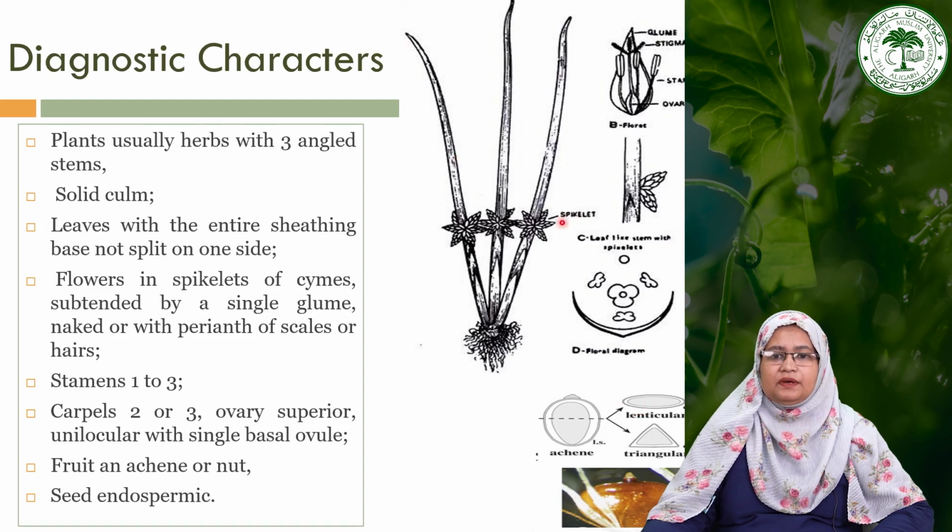This is the plant that has a triangular, that is 3-angled stem. These are the spikelet inflorescences. If you see the single flower, it has one bract, which is termed a glume. It has 3 stamens. There is also a stigma, and an ovary which is a superior ovary. And if you see the floral diagram, this is representing the bract. It is showing the 3 stamens and the tricarpellary ovary with basal placentation. So this slide shows all the characteristic features of the family Cyperaceae.